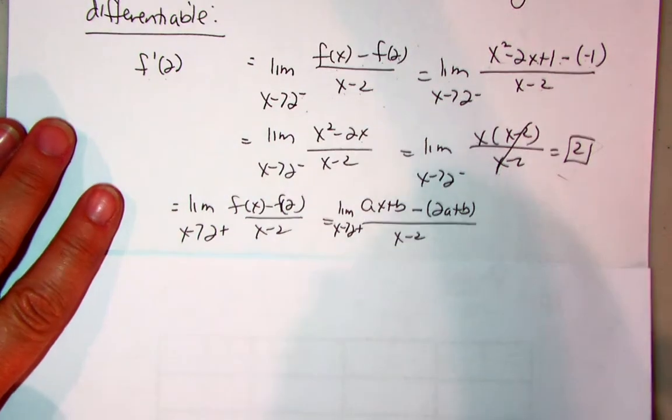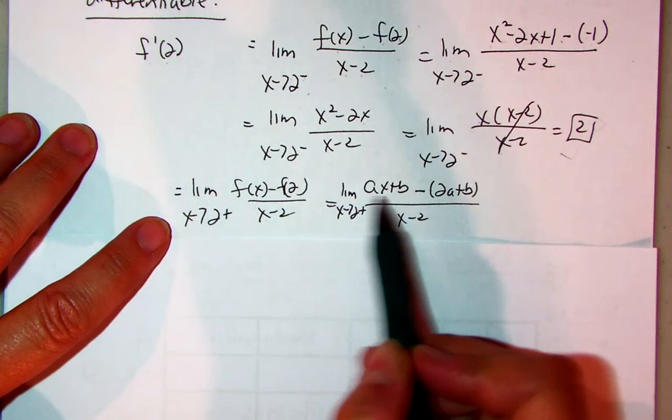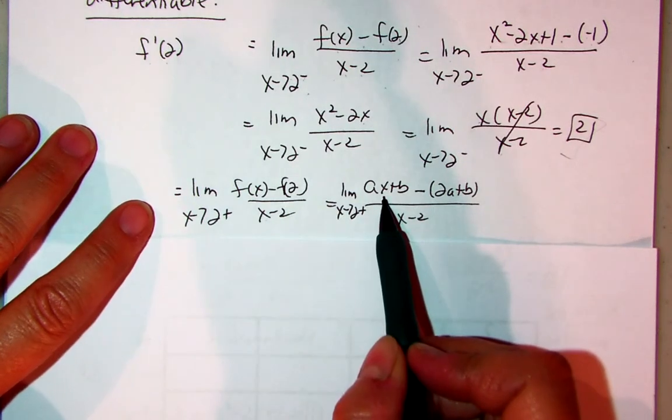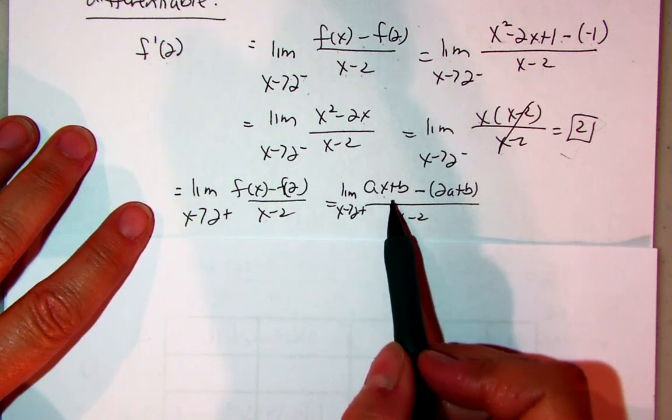Now I'm going to do it from the right. So the only place I'm going to show it is here. This is still all the same, except I pick a different function. It is the other piece. It is ax plus b.